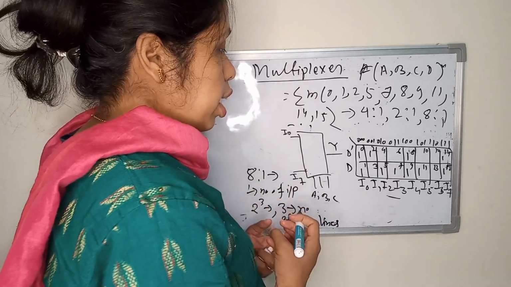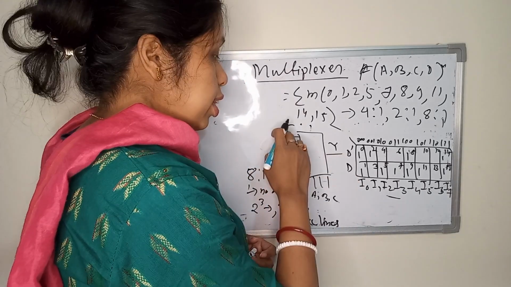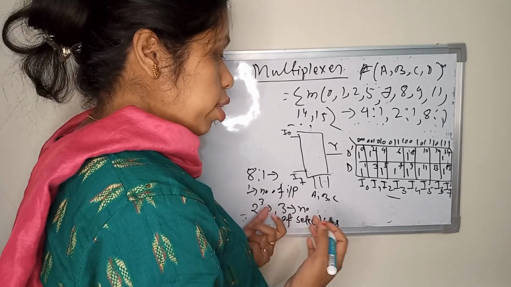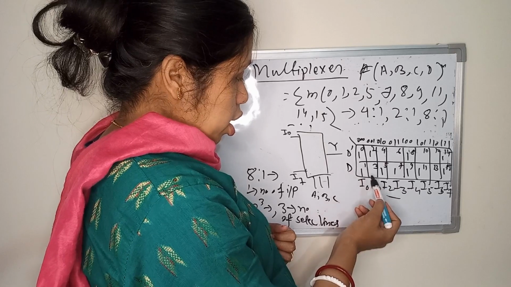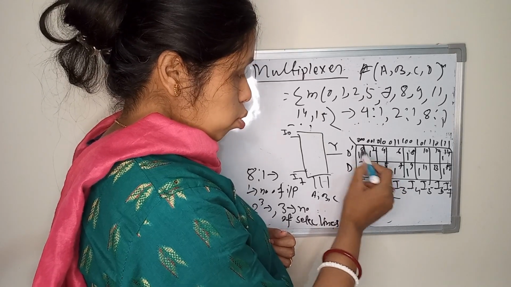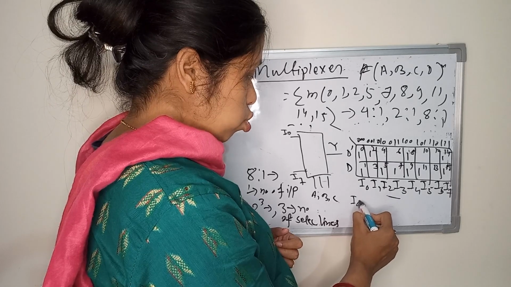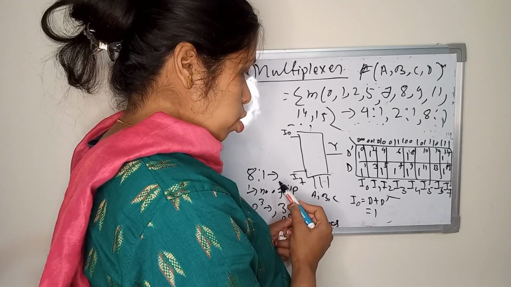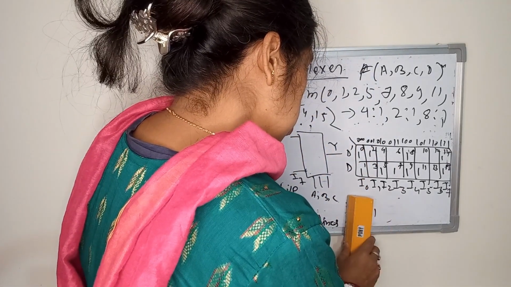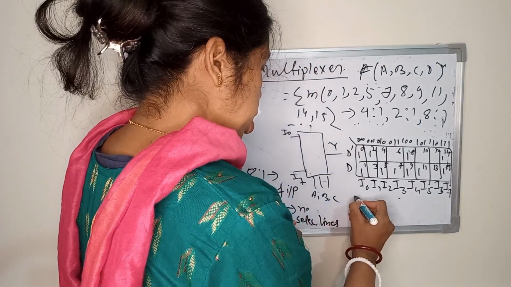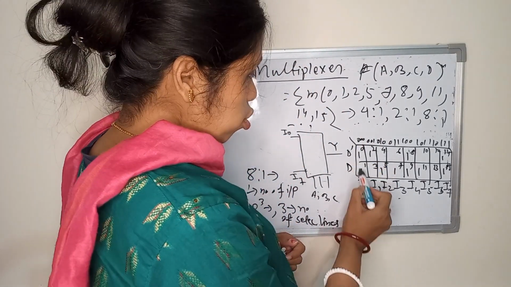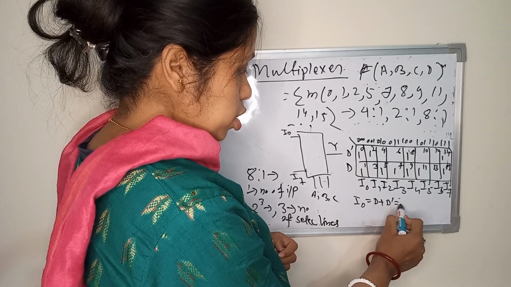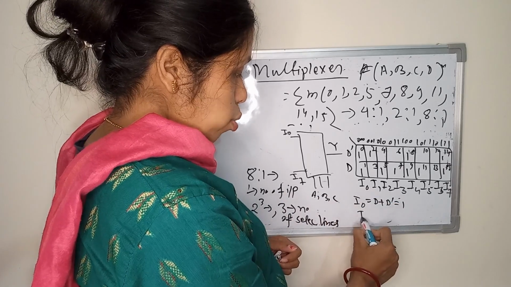Now I want to get a relationship between D and these I channels, because I will connect this D with these I channels. So how can you get it? Vertically, if you see these values, my I0 is 1 in this cell and in this cell. So I0 is equal to D plus D prime, that means 1.